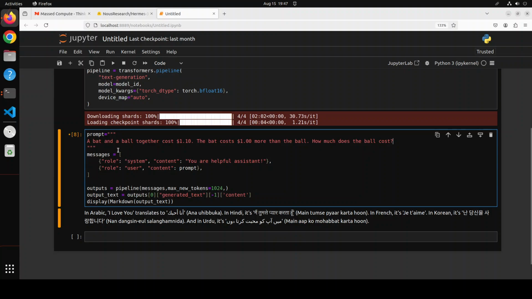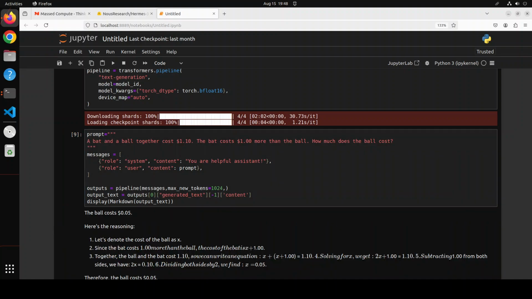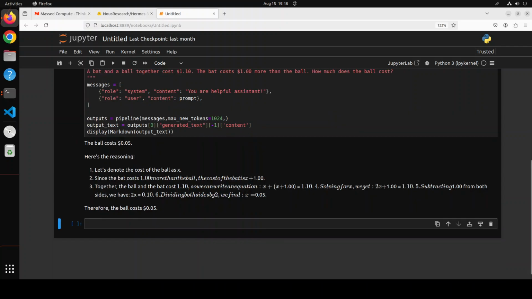Okay, in the next one, let's ask it a reasoning question. In this one, I'm just asking it that a bat and a ball together cost $1.10. The bat costs $1 more than the ball. How much does the ball cost? So let's see. And that is totally correct. So what it has done is it has given us the answer straight up, which is 5 cents, the cost of the ball. And then it has told us its reasoning, that it is denoting the ball step by step and then deducing that the ball is costing 5 cents. Really good stuff.